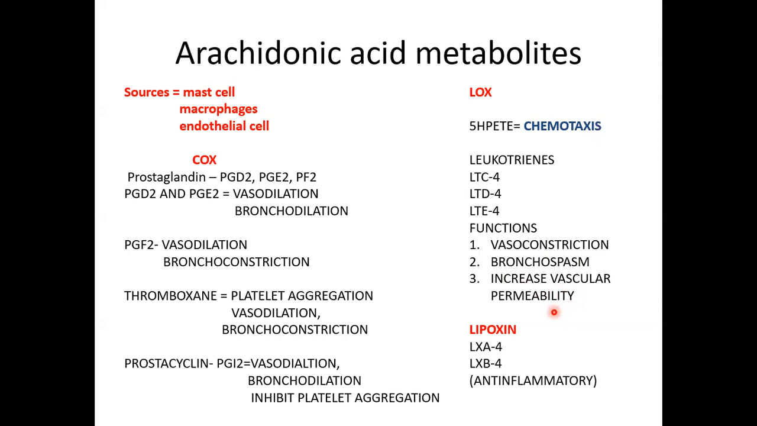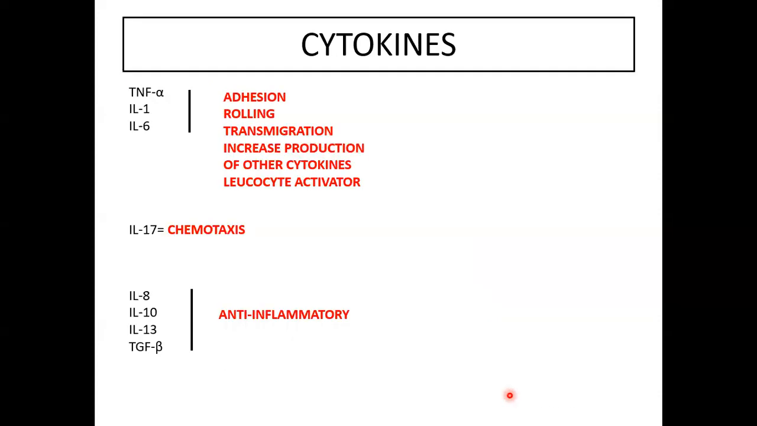Then we have the lipoxins, lipoxin A4 and B4. They are anti-inflammatory. In inflammation, the body tries to bring in chemical mediators to stop it, and lipoxins do that. After that come the cytokines, which are cell derived: tumor necrosis factor alpha, interleukin 1, interleukin 6, involved in rolling and transmigration.